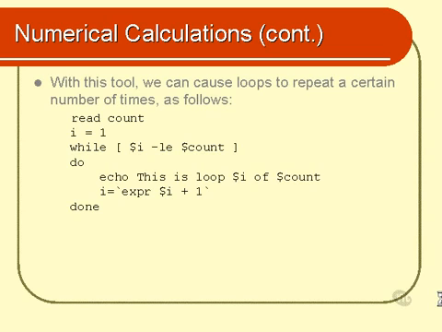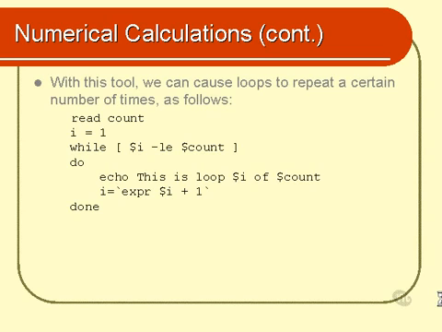And we now use the numerical facility built into the test program. Test is quite capable of comparing two numbers to see if one is greater than or equal to or less than the other one. So what we're essentially saying here is, while I is less than or equal to count, that's the minus LE, is less than or equal to, then we can, I don't know, print out a message or anything like that. This is loop number I of count, so that might actually print out this is loop 1 of 45, this is loop 2 of 45, and so on.